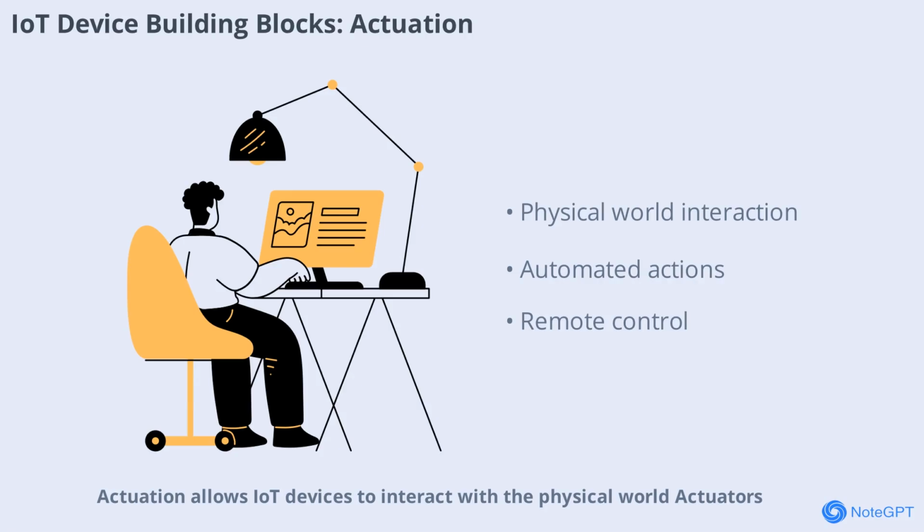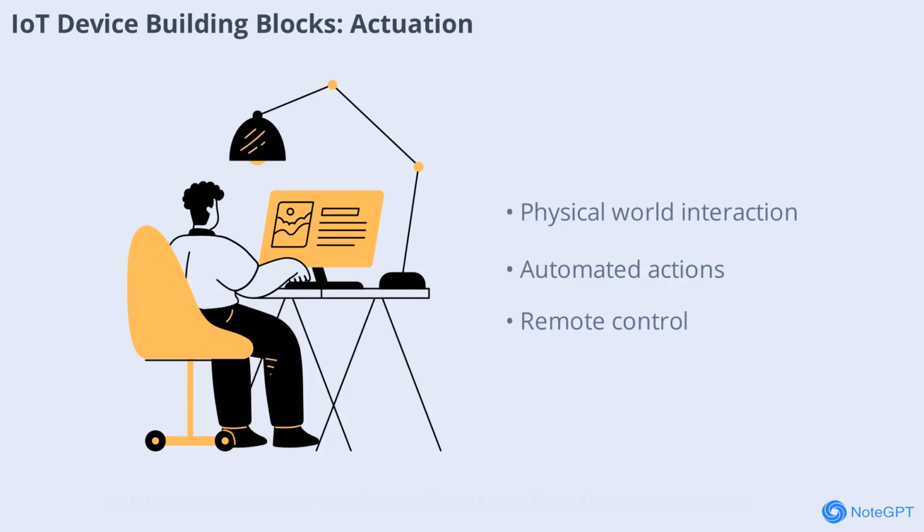Actuation allows IoT devices to interact with the physical world. Actuators, such as relay switches, can take actions based on commands received from the device or cloud. For example, an IoT device can turn an appliance on or off in response to sensor data or remote instructions. This capability is key to creating responsive and intelligent IoT systems.